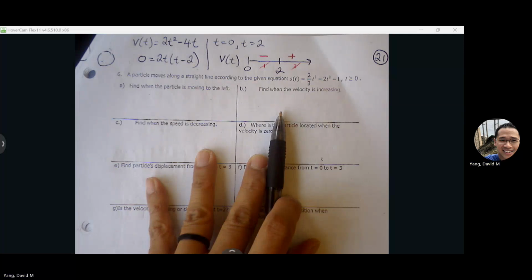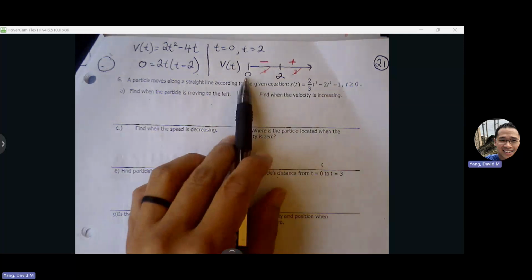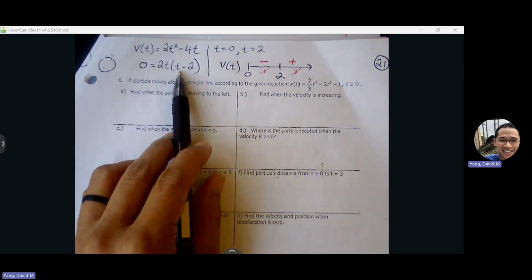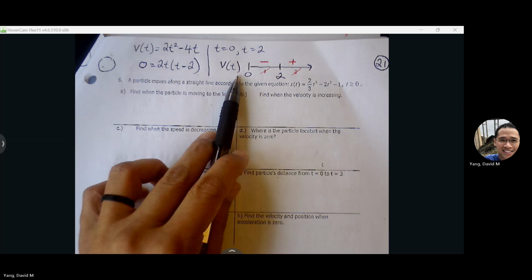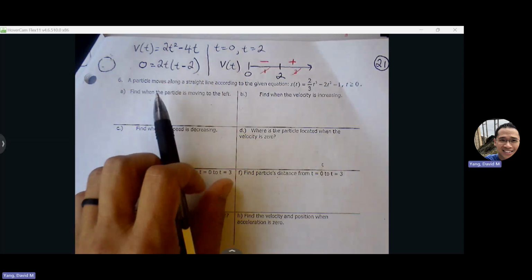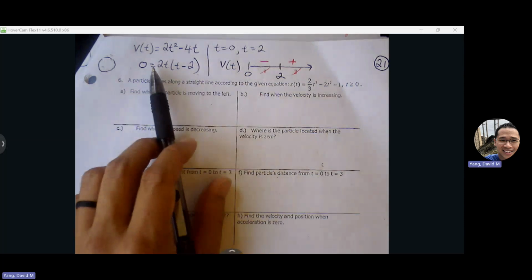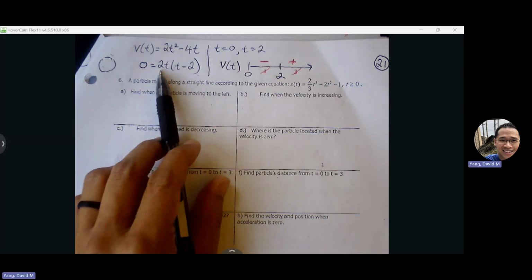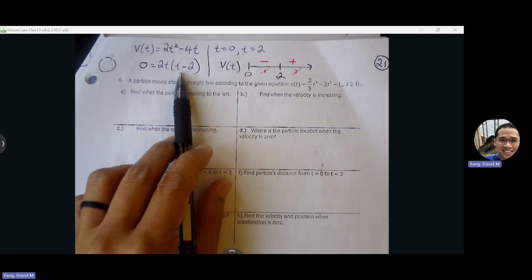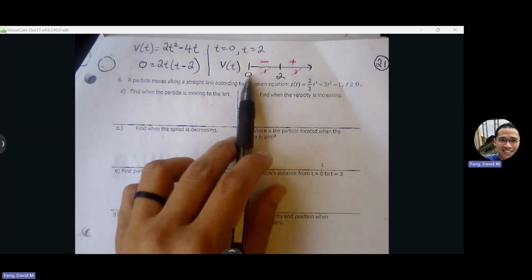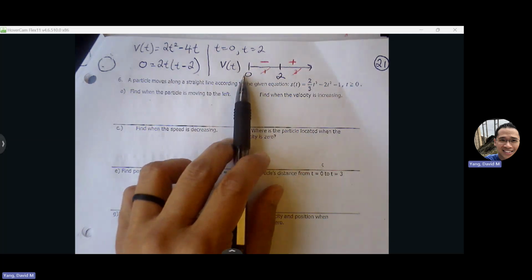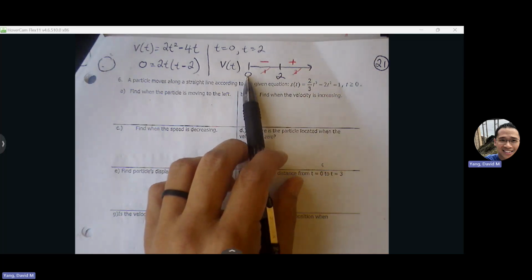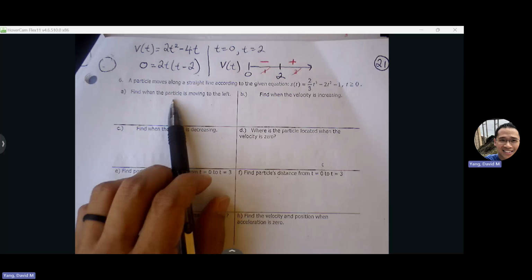Why is that? What happens if we were to test 0? Is this particle moving at t equals 0? It's not. Why not? What happens when I plug 0 in for t? 0 times 2 is 0. So in this case, the velocity, the object is not moving at 0. So even though 0 is included in our domain, it is a stopping point. And because it's a stopping point, we're not going to include it in our interval.